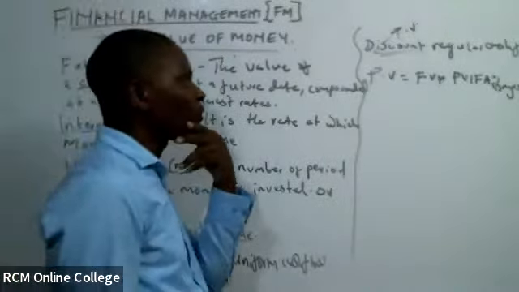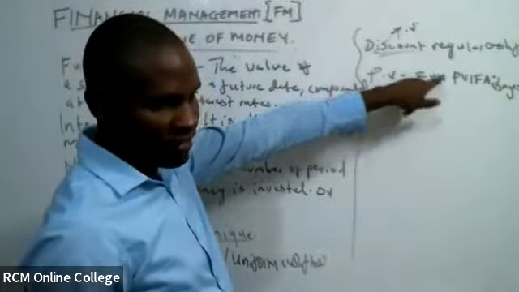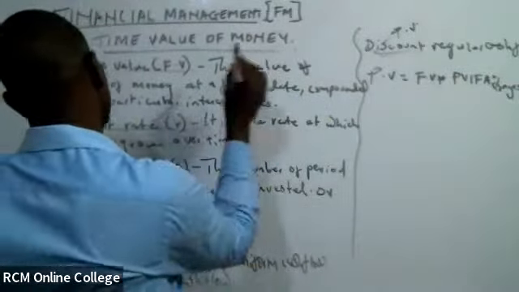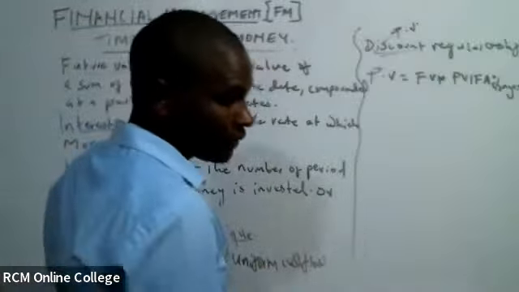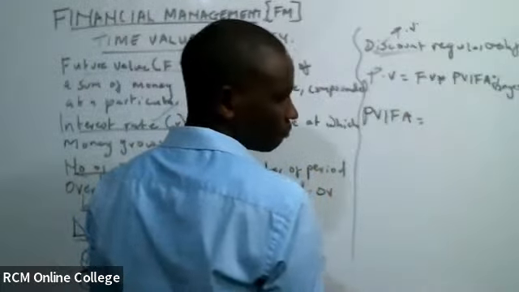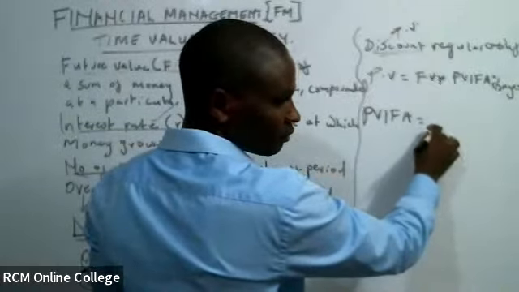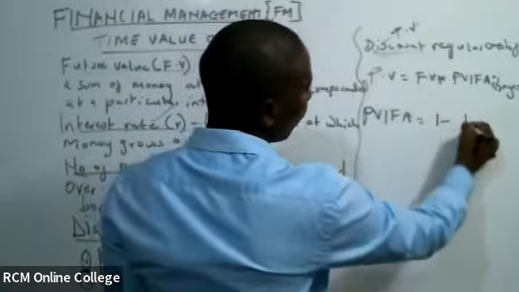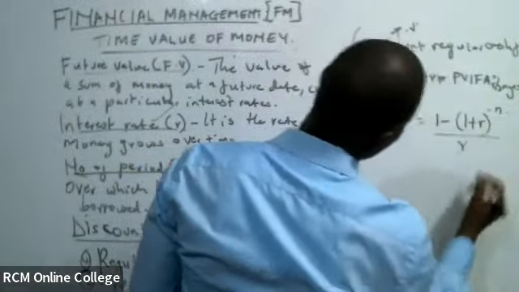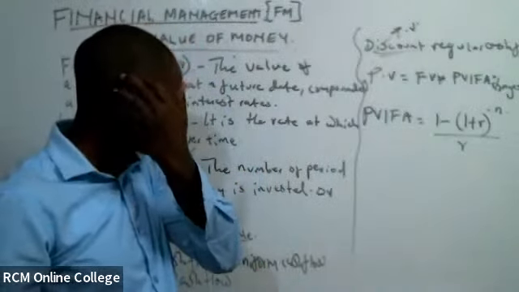Very important. If I want to get the present value of a certain cash flow, I take the future value given times the PVFA for R% and n years, where R is the rate and n is the number of periods. Now, what is the PVFA formula? It is 1 minus (1 plus R) raised to negative n, divided by R. That is the PVFA, very important.